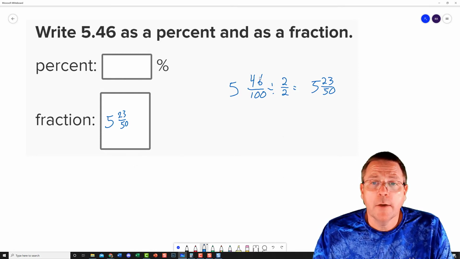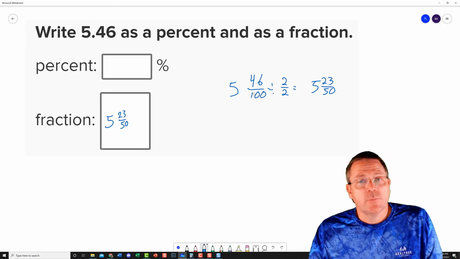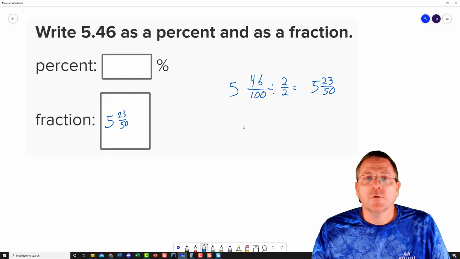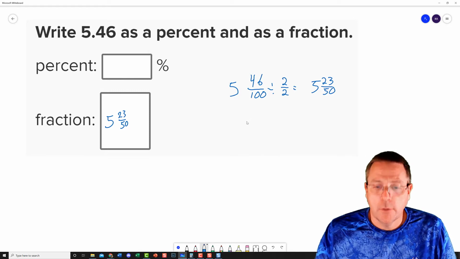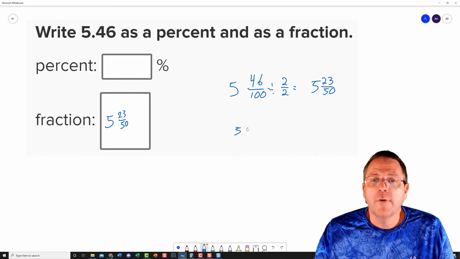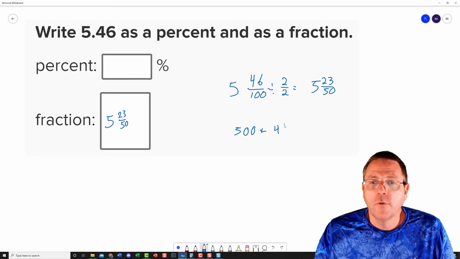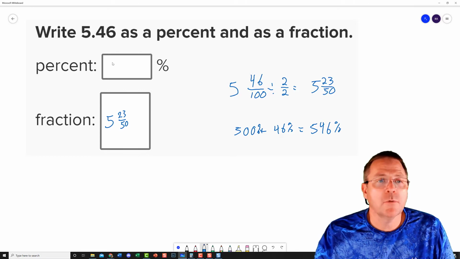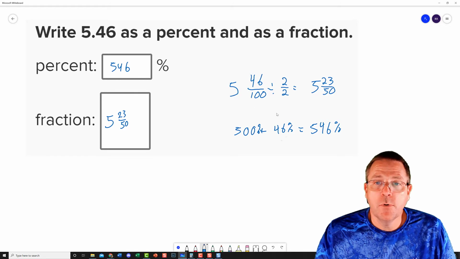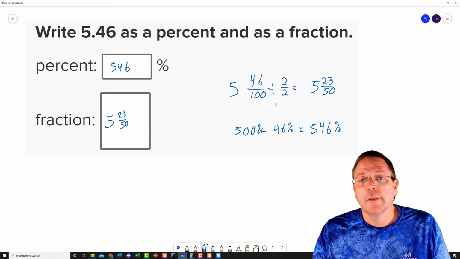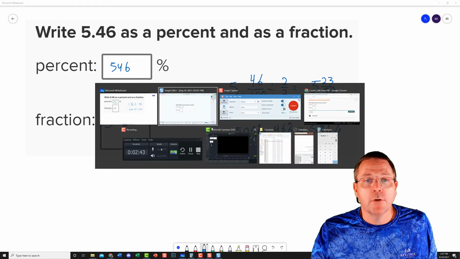I also have to do this as a percent. And as a percent, what I would be looking at here would be 500% for the 5 plus 46% for the 46 over 100. That means it is a 546% increase, so 546 will go right here. This is your supporting work. This is showing your work. This is what I must see before you put your answers in.